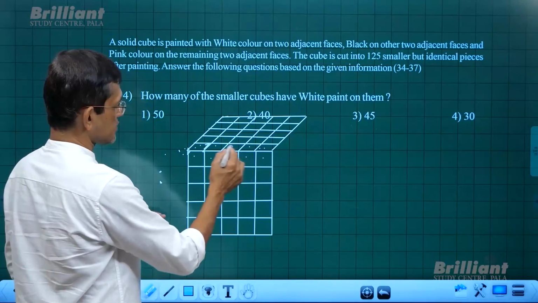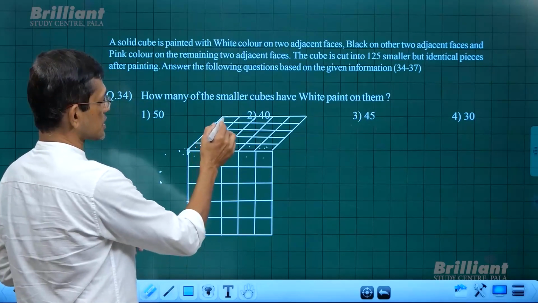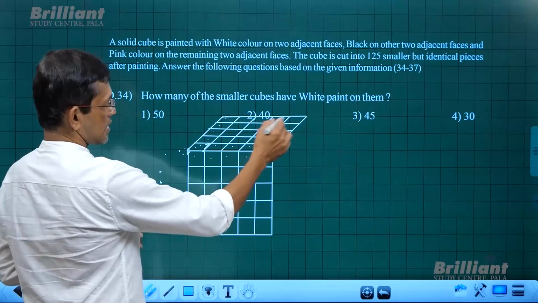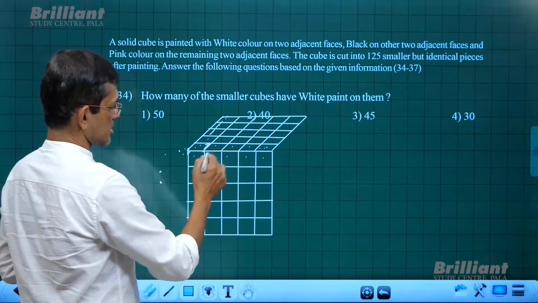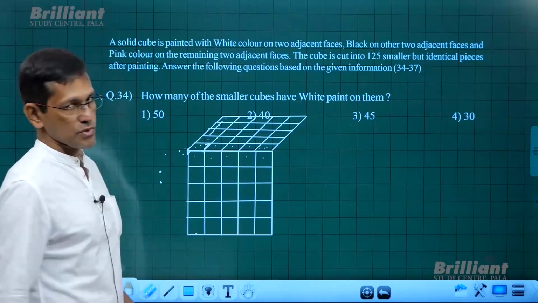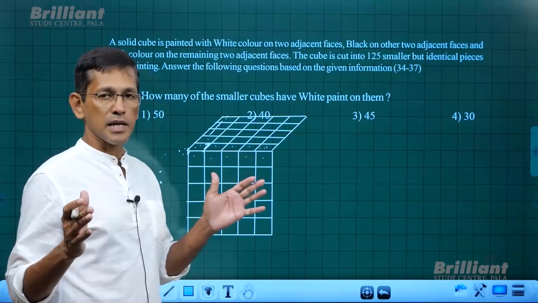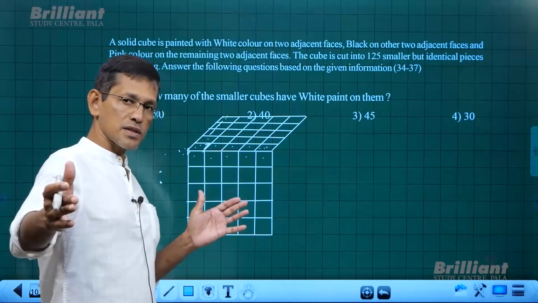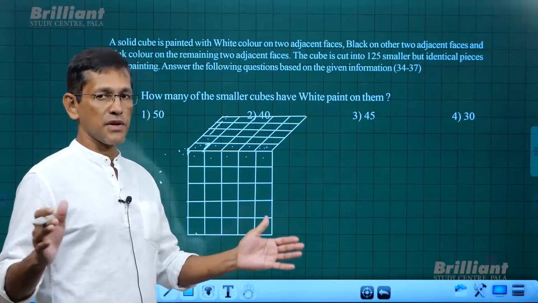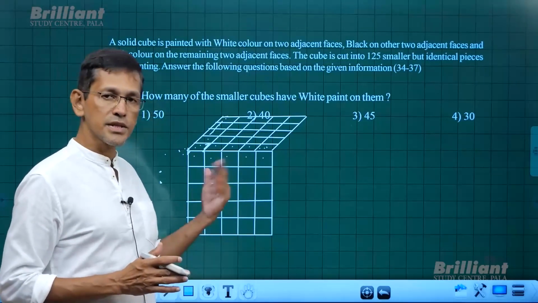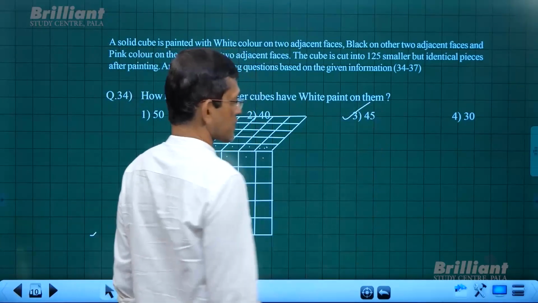When you take this 25, this part is included, so the total is 25 up to here. Then we have 1, 2, 3, 4, and the fifth is already counted. Lengthwise it's 4 and breadthwise it's 5, so 5 into 4 gives 20 here. So 25 here plus 20 here, total 45. If the white faces were on two opposite sides, it would be 25 plus 25, which is 50. But since they are adjacent, it's 25 plus 20, so 45 is the answer.